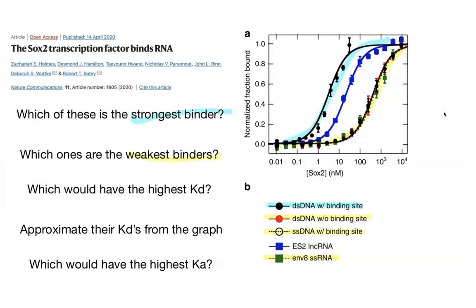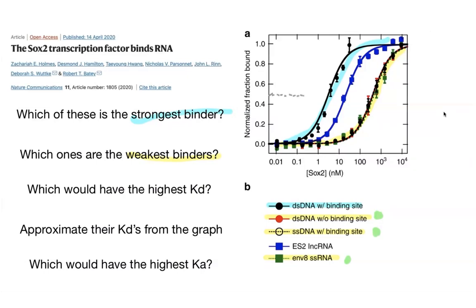Okay, so which of these would have the highest KD? Remember, higher KD would be weaker binding. And so these would be our weakest binders. These would have the higher KD. We can actually approximate the KD from these graphs. So let's go ahead and do that.